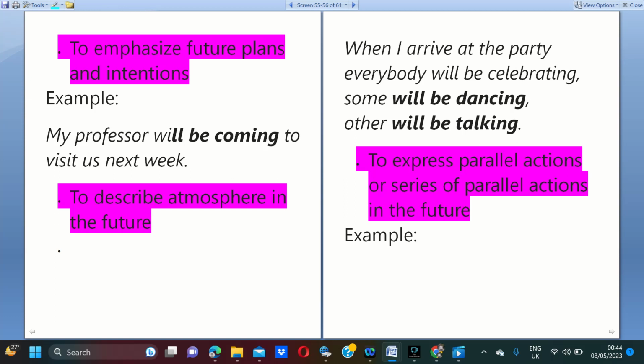To describe atmosphere in the future: when I arrive at the party, everybody will be celebrating, some will be dancing, some will be talking. Yeah, we can guess now. To describe future atmosphere, we can use future continuous tense.